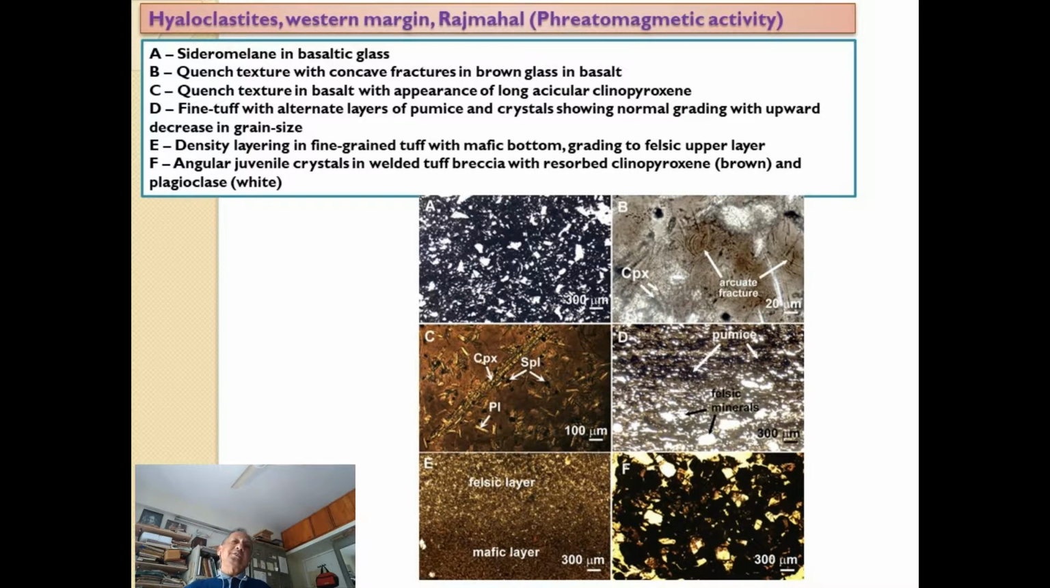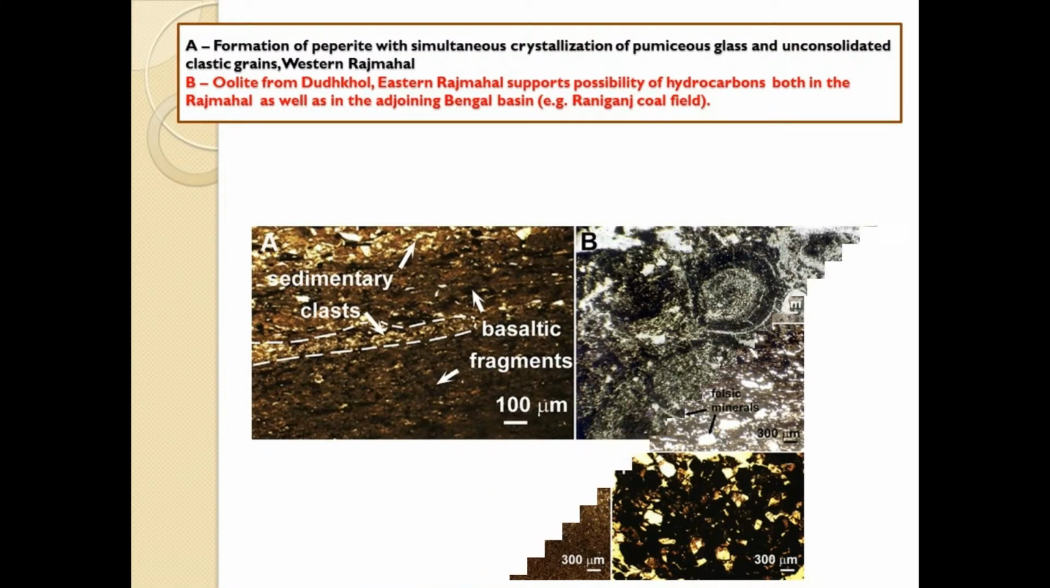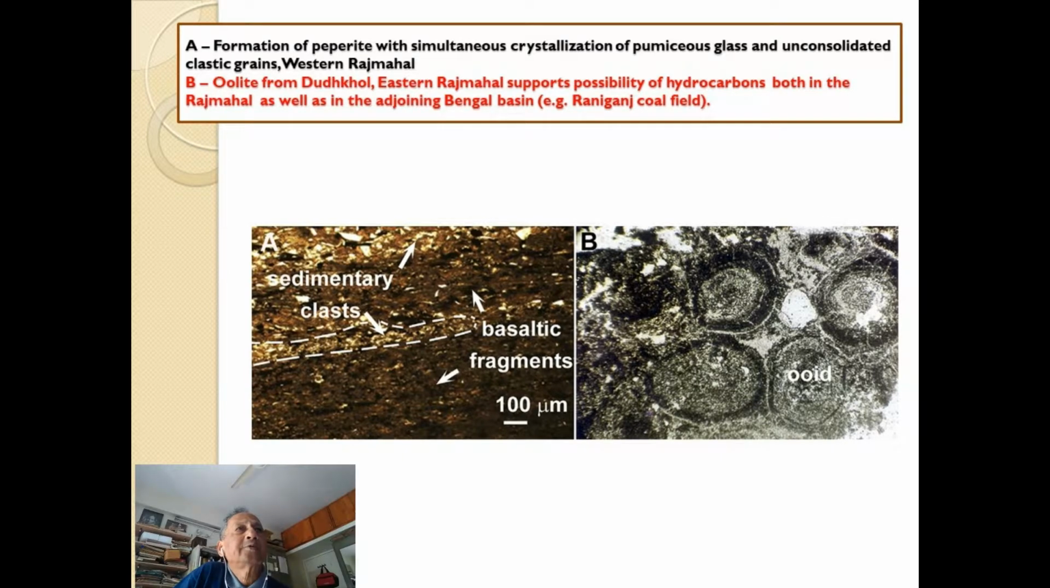The last one is a brecciated welded tuff, and you find resolved clinopyroxene and plagioclase grains in it. Photographs of the formation showing the formation of palagonites. Now, palagonites are formed in marine conditions due to simultaneous crystallization of pumiceous glass and unconsolidated clastic grains.